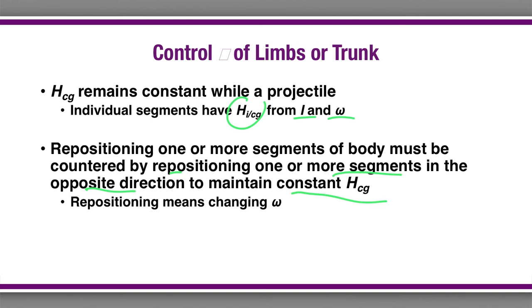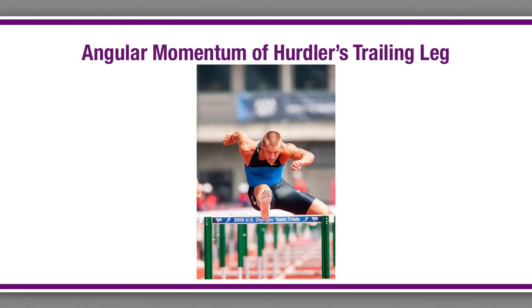So that's why you would have to have a counteractive repositioning of one or more segments in the opposite direction to maintain or conserve that angular momentum as a projectile. A good practical example of this particular scenario is a hurdler.